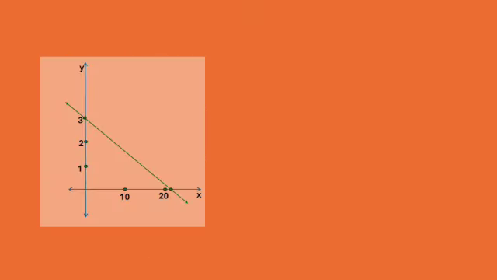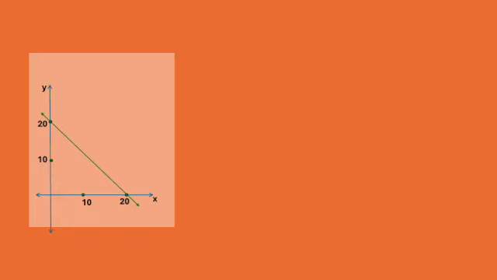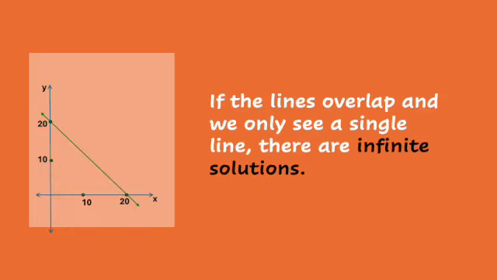Now this graph is different. In this case we are just getting a single line because the two lines that we got are overlapping each other. So here we say there are an infinite number of solutions because there are many common points between the lines. If the lines overlap, that means there are an infinite number of solutions. We can now conclude that if the lines overlap and we only see a single line, there are infinite solutions to the given set of equations.